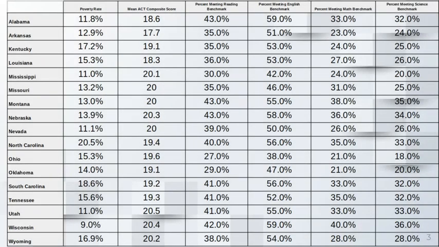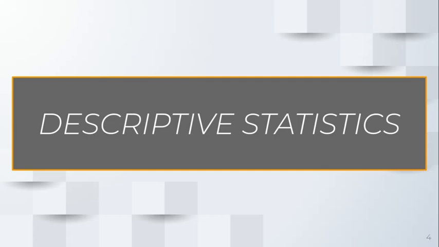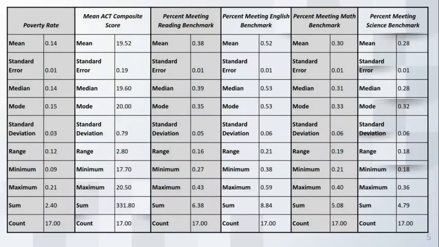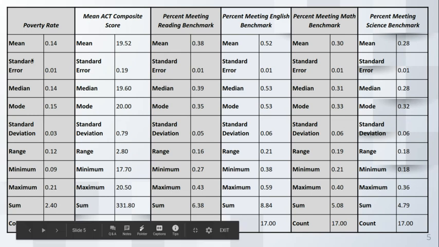So this is a look at the data that I used, and you can see that the 17 states are listed there, and then you have poverty rate, the mean ACT composite scores, and then the benchmarks, and those are percents that are meeting benchmark in reading, English, math, and science. So for the descriptive statistics around this data set, I'm not going to go through them all.